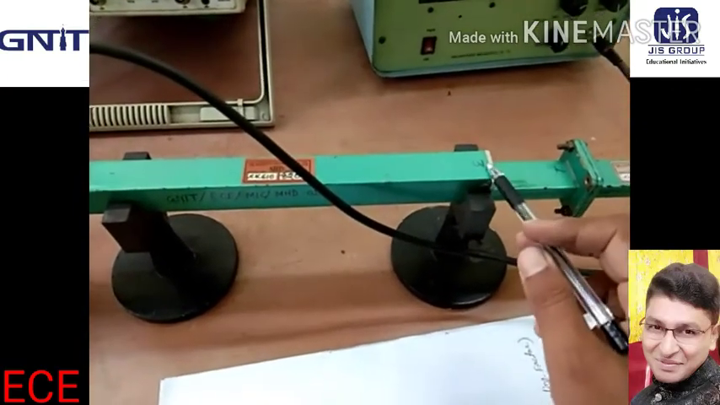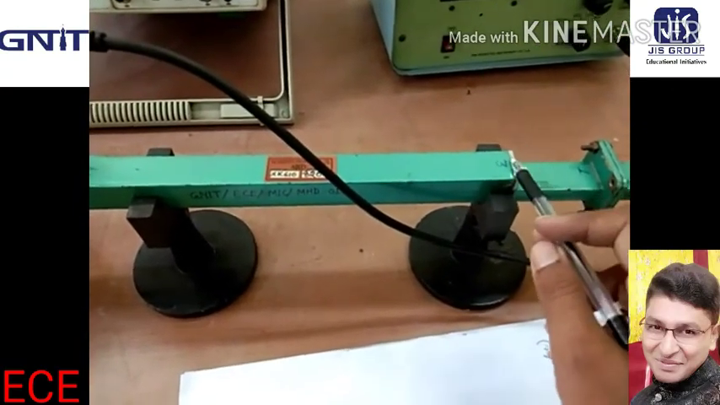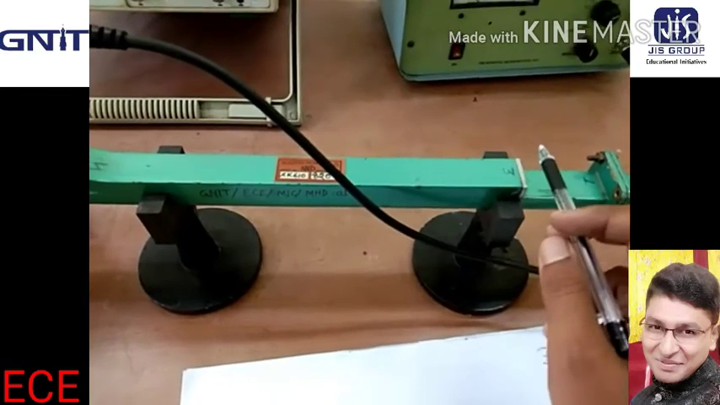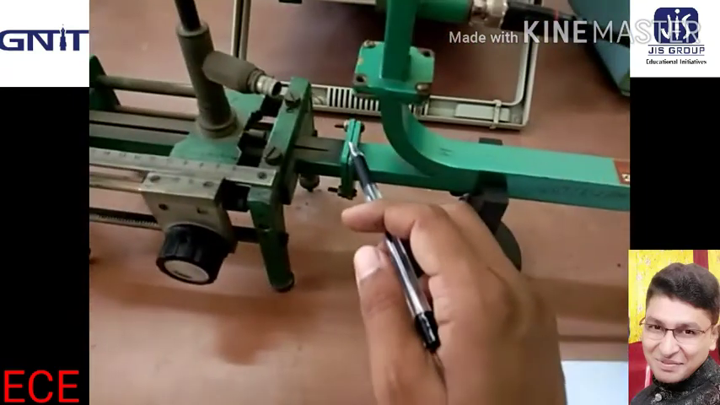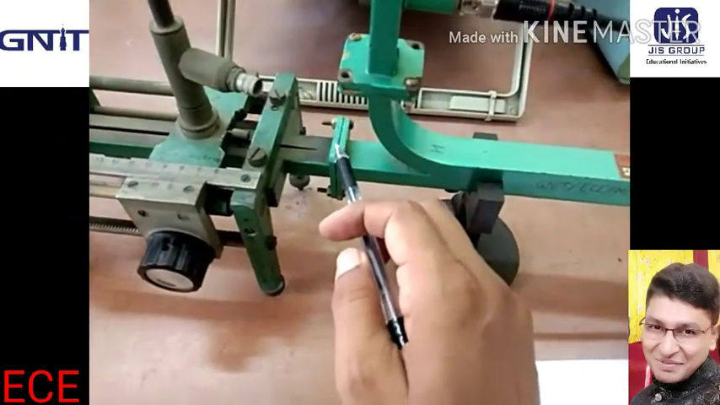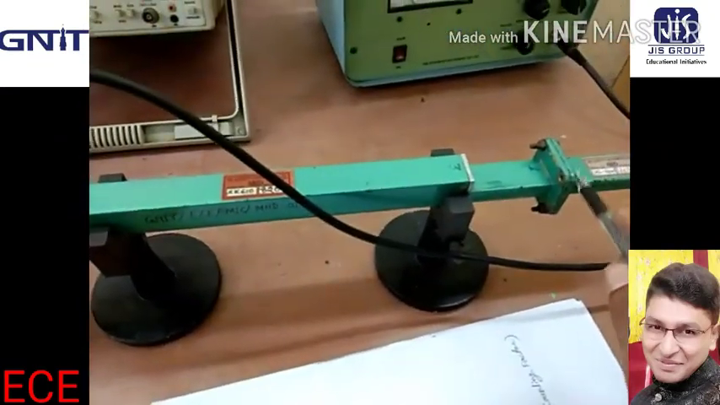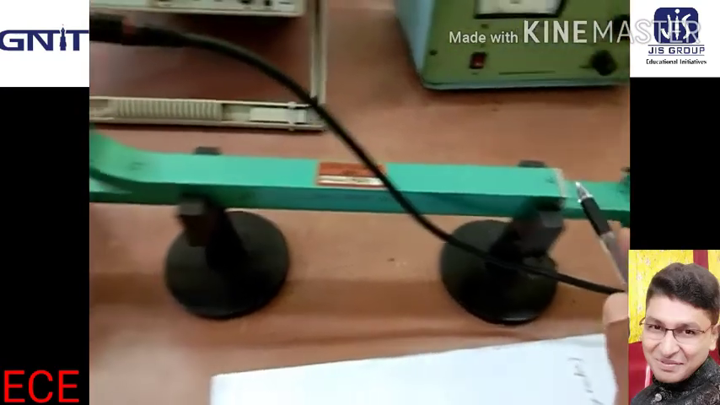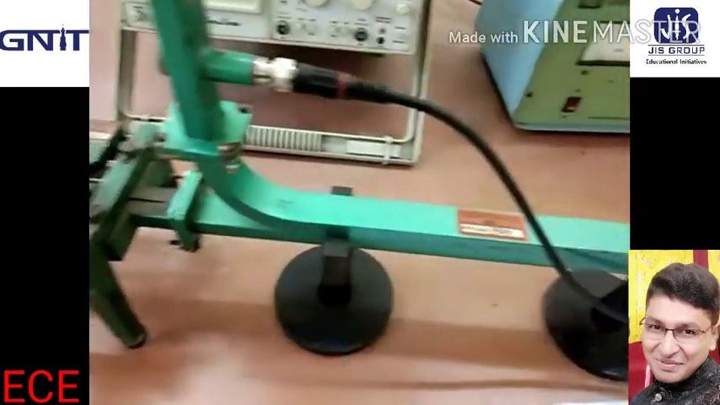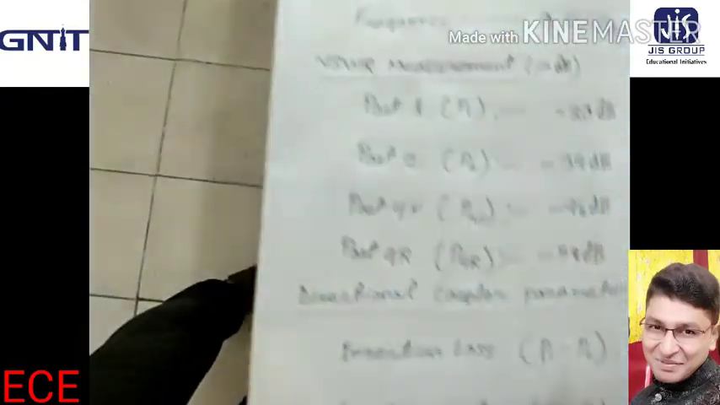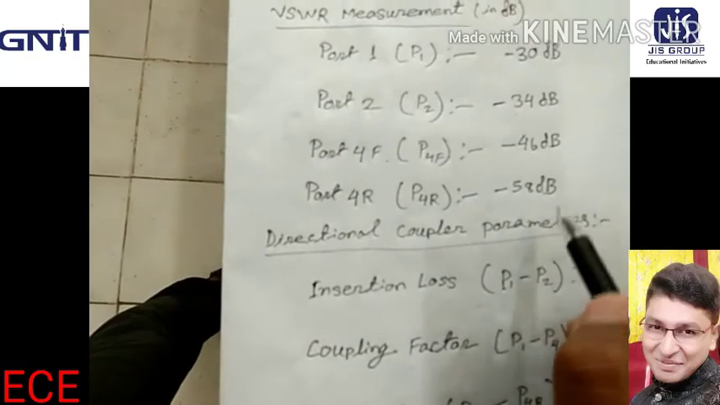P3 terminal is always matched termination. Always this circuit is a matched circuit. Reverse direction: P2 is input, P1 is matched, and P3 is always matched, and P4 is measured in the reverse direction. VSWR reading is minus 58 dB.